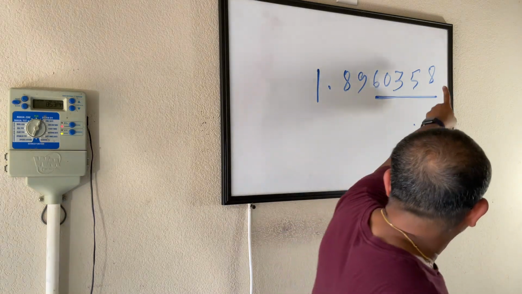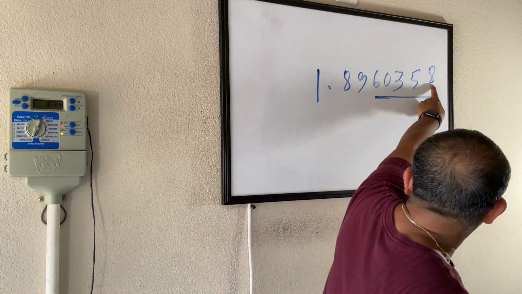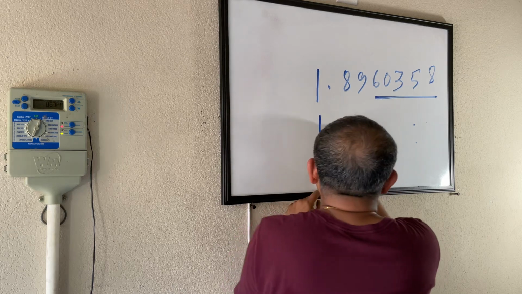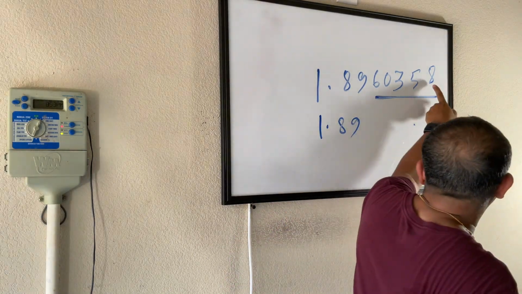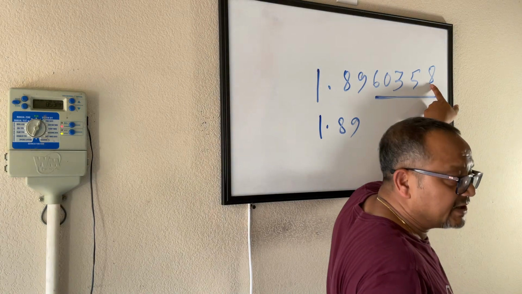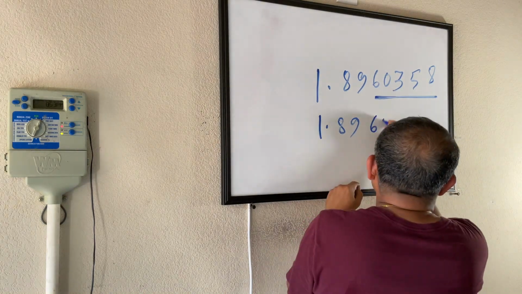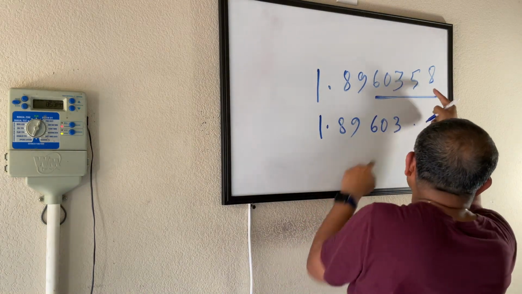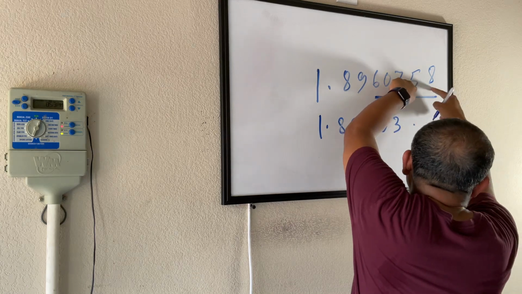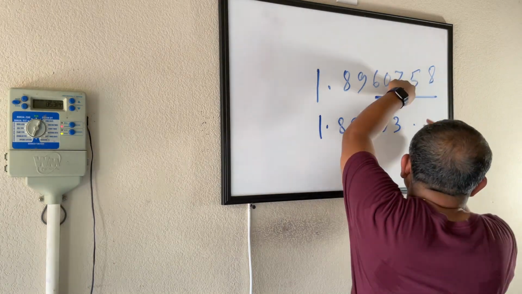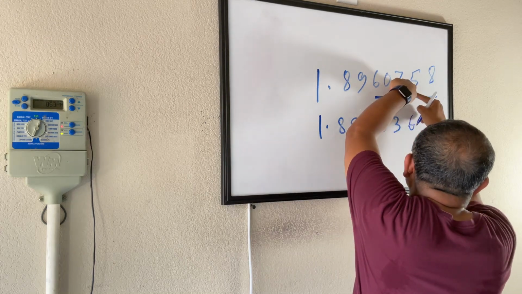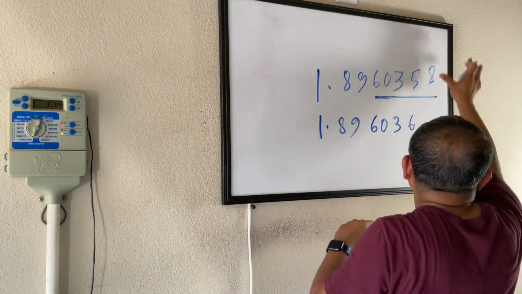So you start from here. What do you have? 8. Is 8 bigger than 5? Yes. 8 is bigger than 5. So we cannot just simply remove it. So I will remove 8, but 8 is bigger than 5, so that is equal to 10. Add 1 to the next guy. So 5 becomes 6. And now you are fine removing 8.